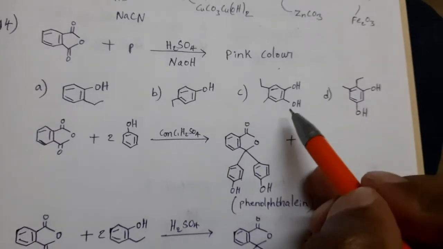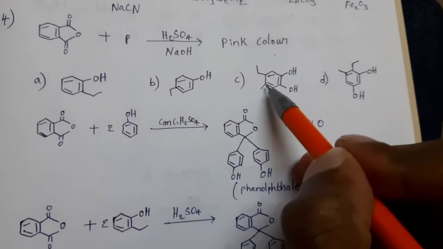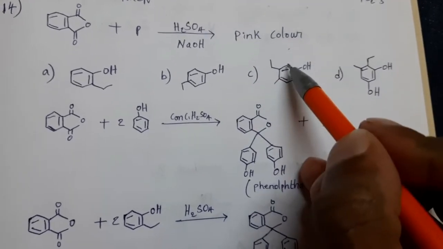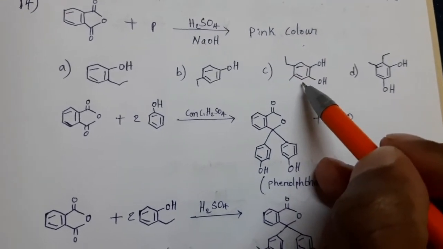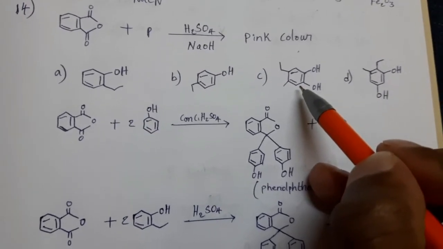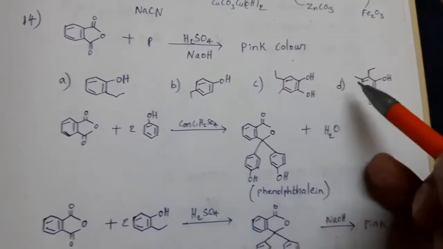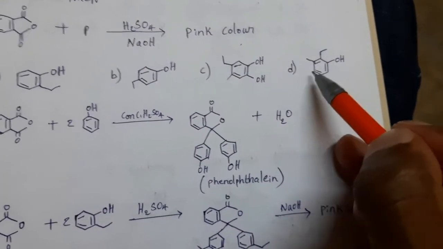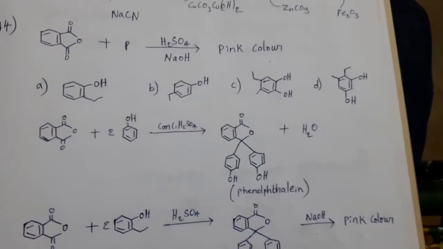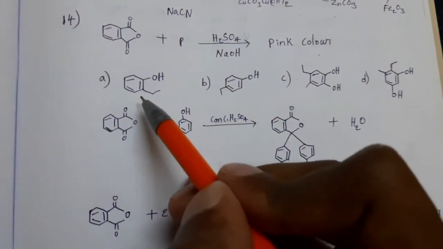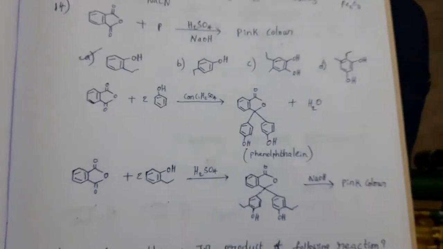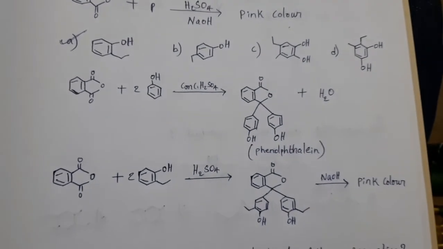Here also the same thing. The para position is occupied, so it attaches at either this position or that position. Here also steric hindrance dominates, so the product is less stable. In this one also the ortho position, same thing. So only option A is possible. For this question, option A is the answer.